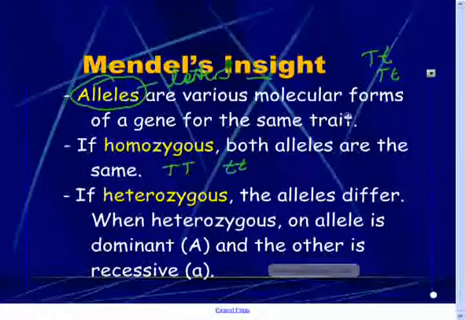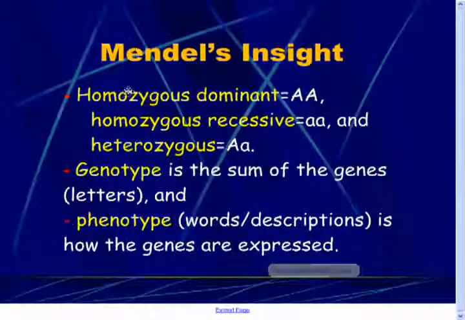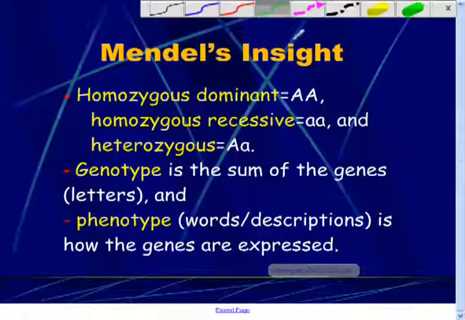So once again, homozygous dominant is capital A, capital A. Homozygous recessive is lowercase a, lowercase a, and heterozygous is capital A, lowercase a, one dominant and one recessive.